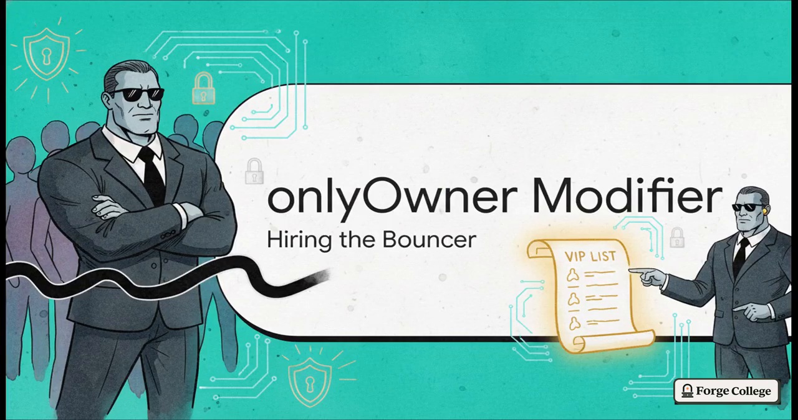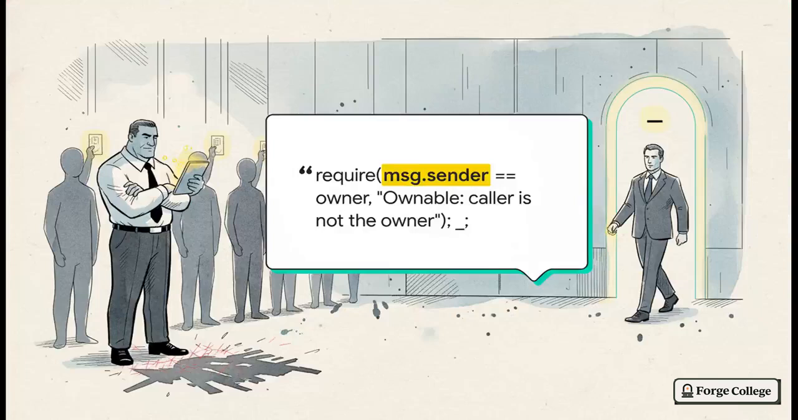All right, Section 3. Building the onlyOwner modifier. So we've got our VIP list. Now it's time to hire the muscle. In Solidity, a modifier is essentially like a wrapper you can snap around any function to change how it behaves. Our heavy-duty bouncer here is the onlyOwner modifier.